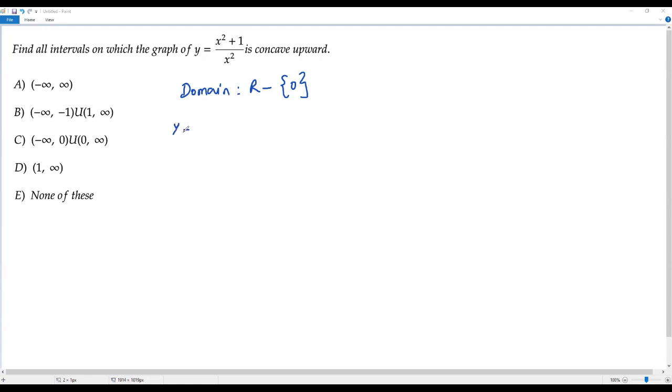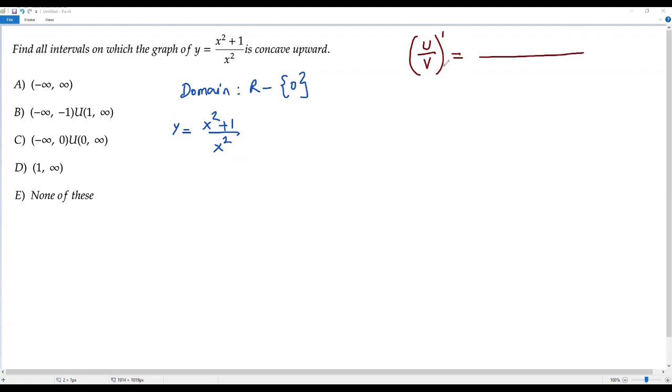So for that, let me write the given function as it is: y equals x square plus 1 over x square. Now, to get the derivative of this function, I have to use the quotient rule, because we find variables in both numerator and denominator. So what is the quotient rule? Let's consider a function in the form u over v, where both u and v are variables. I want to find the derivative of this one, so I have to use the quotient rule.